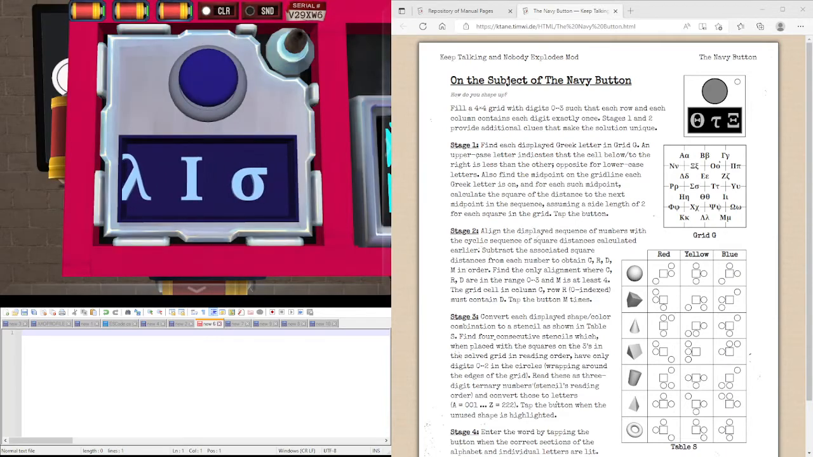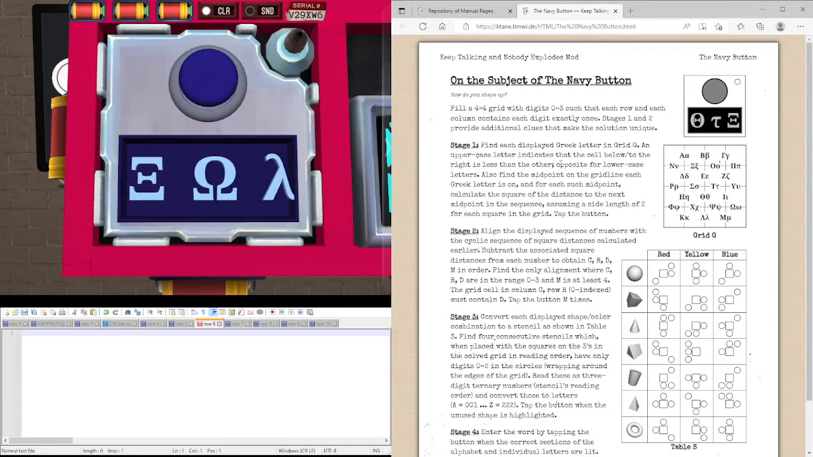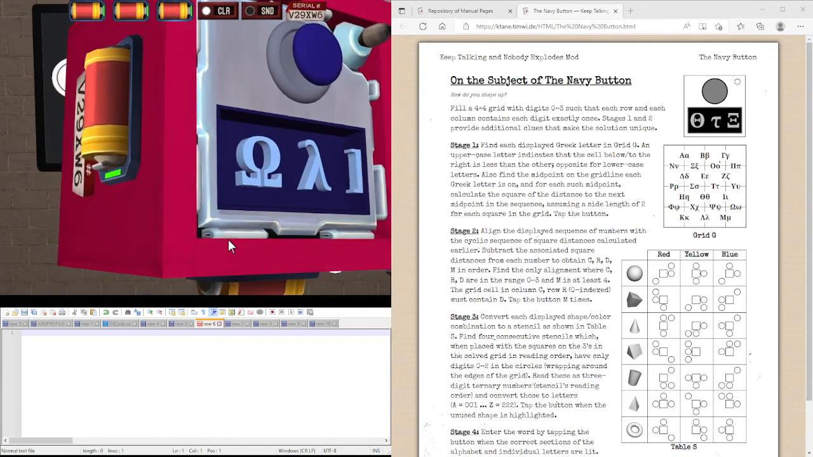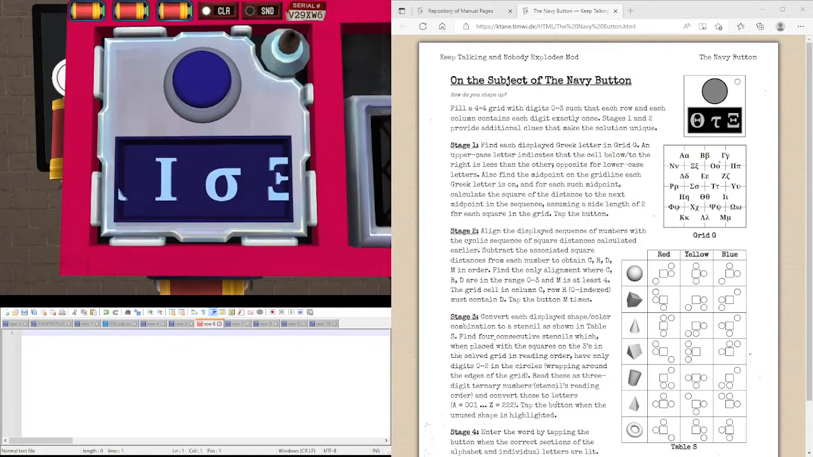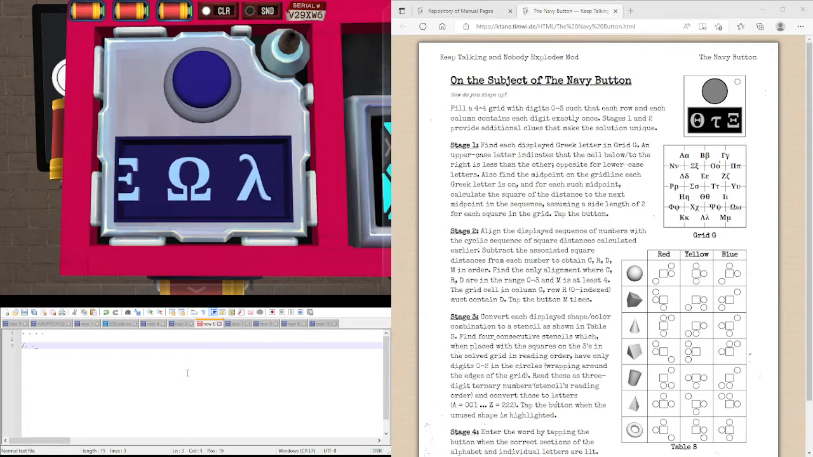Hello guys, Akito here, and welcome to the Navy Button. This is very similar to the Blue Button, which I covered, and the Azure Button, which is the more recent one that I covered. It's basically the same scrolling thing, but as you can see, it's slightly different in the solving process. So first, I'm actually going to make a 4x4 grid like so. This will make sense in a minute.